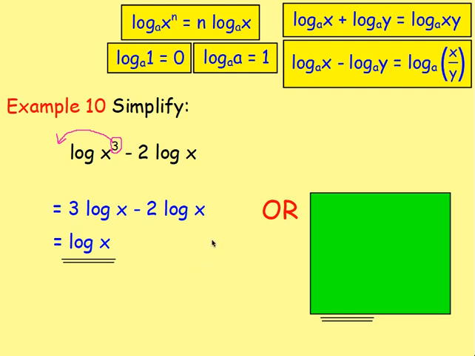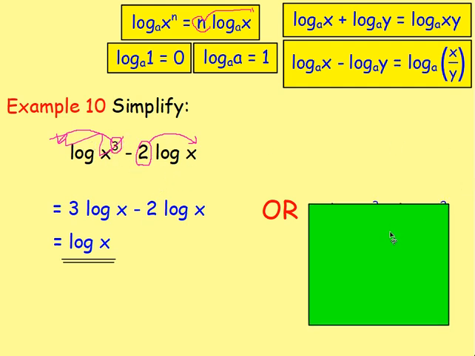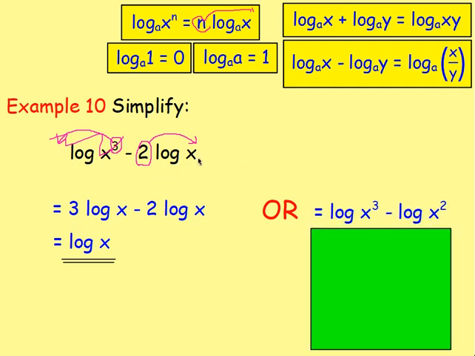Another way to do that, anybody do it a slightly different way? Yeah, what you could also have done is taken this 2 and moved that up to the top, so that would become the index. So instead of moving the 3 down in front of log, what you could have done is taken the 2 and moved that up to become the index. So take this n and move that up to become the index. That is one of the rules. So that would have given you log x cubed if we kept that as it is, and then take away log x squared if you moved that 2 up there.